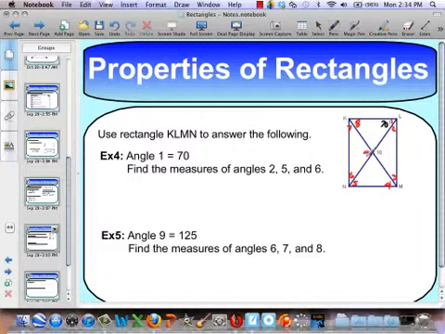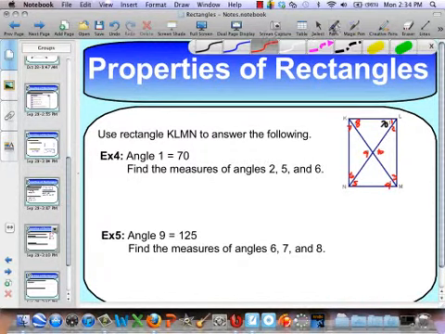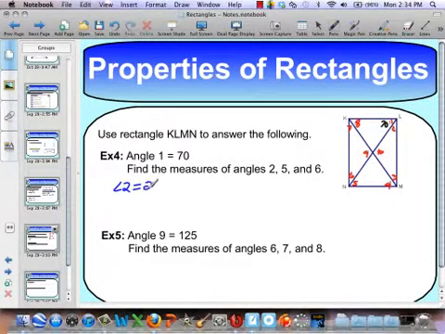All right, so you said 20. Why is angle 2 equal to 20 degrees? You take 90 minus 70. Very good. We know that the whole angle is 90. 90 minus 70 gives us 20.